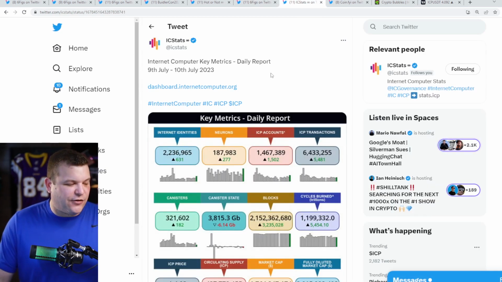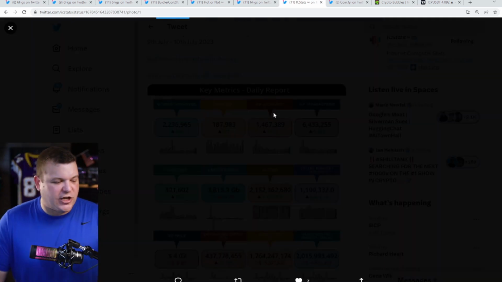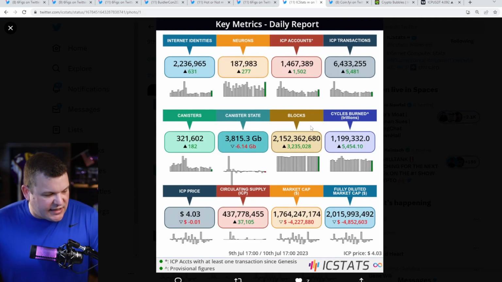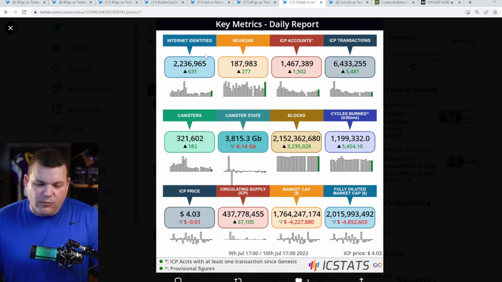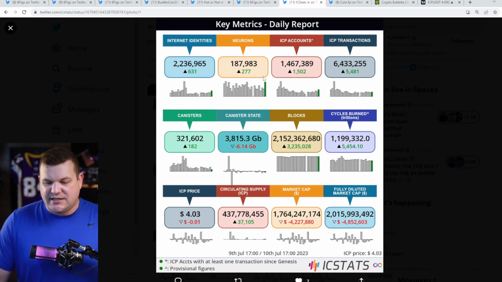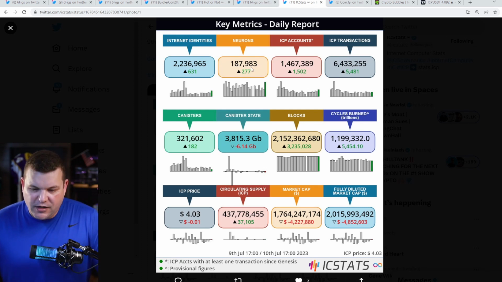Let's look at the stats, folks, because one thing that I love checking out more than anything else is the stats on Internet Computer. We saw 631 new internet identities, and this was as of July 10th, so yesterday. 277 new neurons, and over half the ICP is staked right now. So there are now 188,000, right? So that is pretty cool. Canisters, we're seeing 182 more smart contracts.